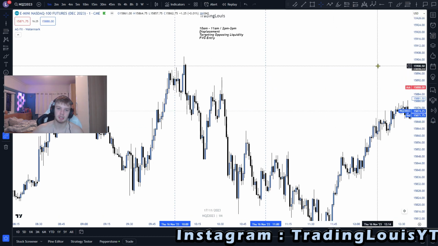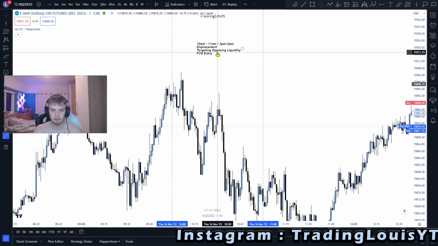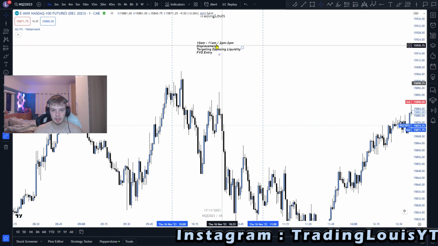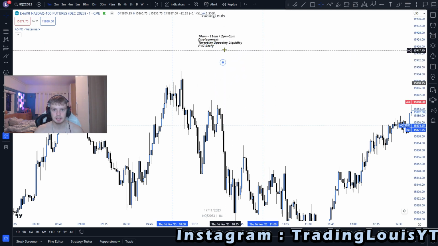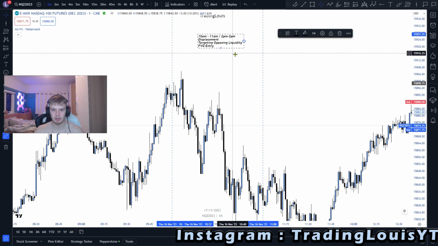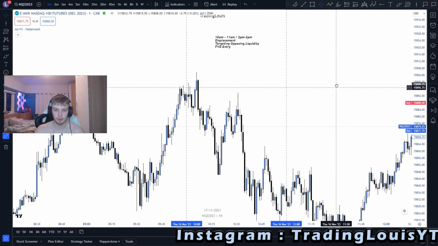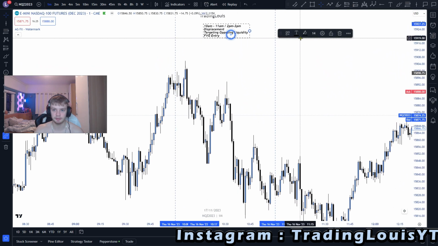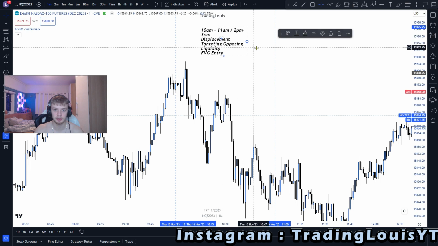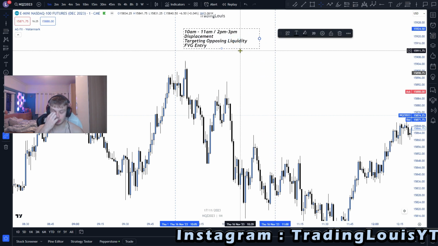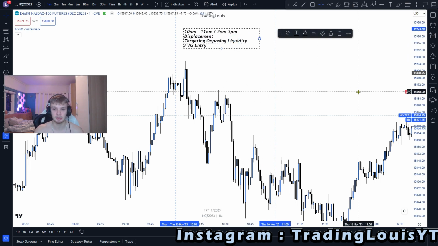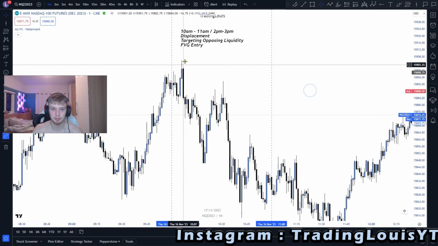So there are 3 times in a day that you can trade the silver bullet, but I mainly trade the 10 a.m. to 11 a.m. silver bullet and the 2 p.m. to 3 p.m. silver bullet. Now the times are extremely important because you can only take the trades if it is in this time zone. If the trades are outside of this time zone, then it is not an ICT silver bullet trade.